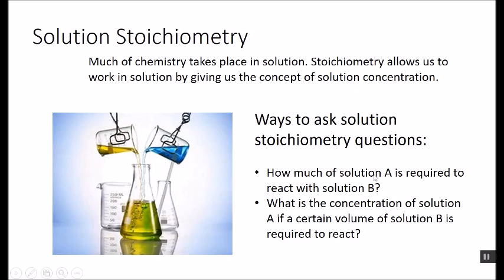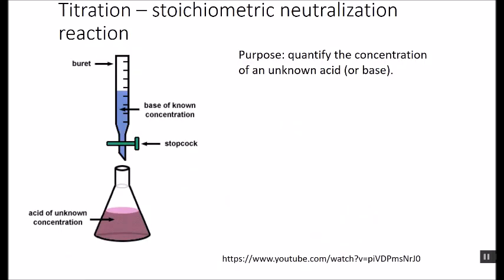How much of solution A, this yellow one, was required to react with solution B? Or you could say, what was the concentration of solution A if we measured the volume of solution B that was required? Now, the most classical realization of this concept is called a titration. And that's a way to exactly react 2 different reactants and measure the concentration of one of them.